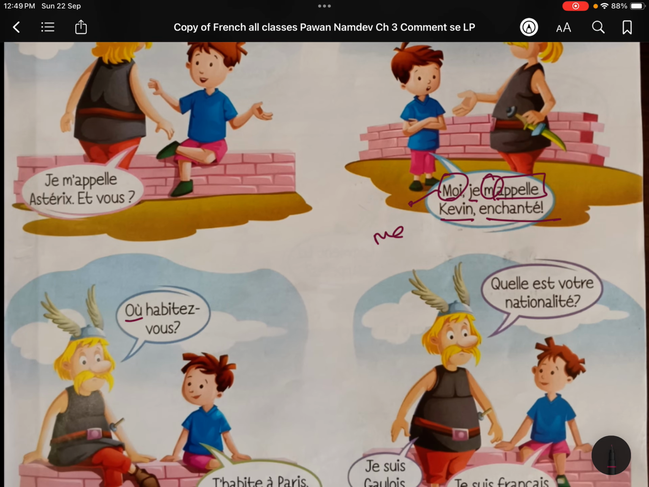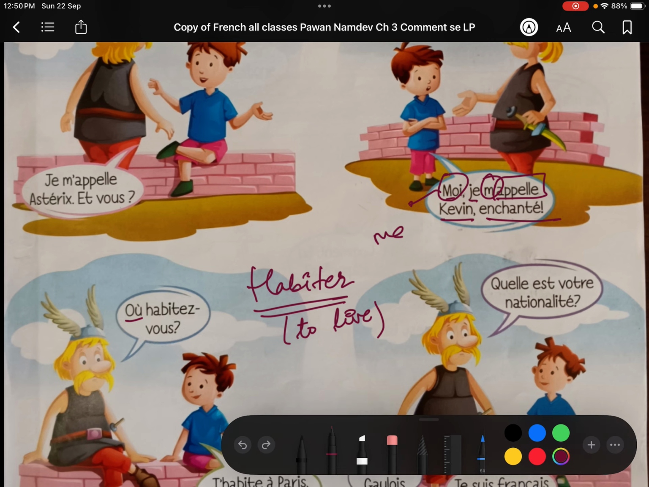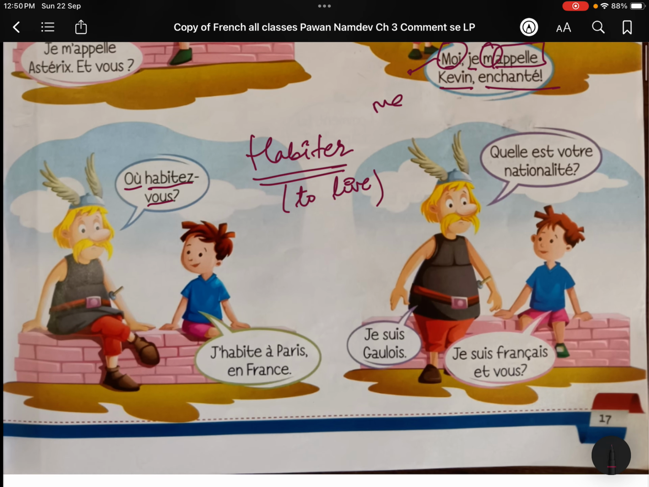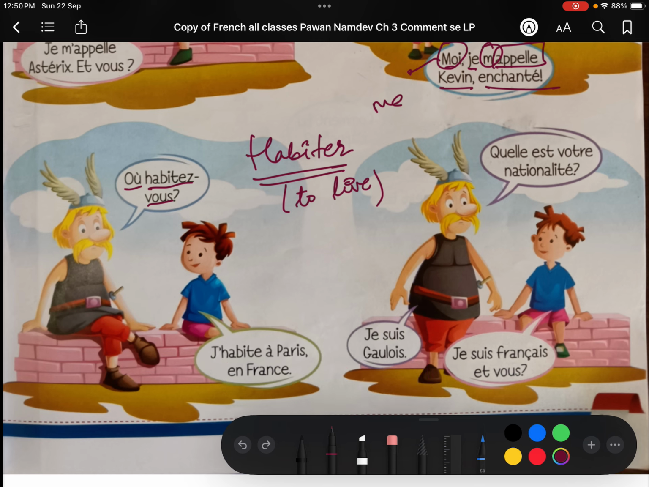Here we are having the verb habiter. Habiter, an er verb again. It's a regular verb and the meaning is to live. It is conjugated with vous, that is why ez is there. Où habitez-vous? Where do you live? J'habite: here we are having a muted h or vowel. When we are having a muted h or vowel, we have to use an apostrophe. That is why after j we are having an apostrophe.